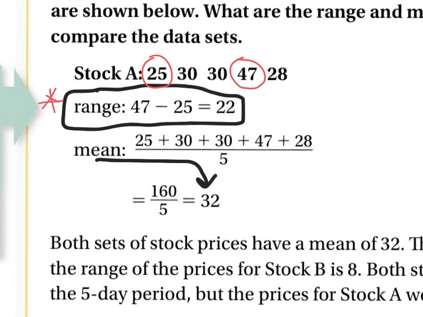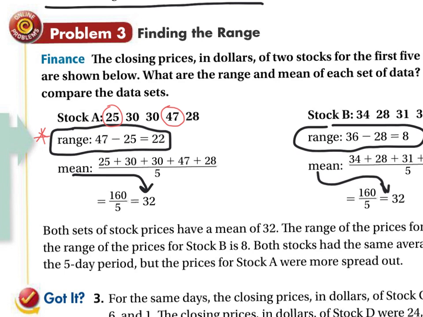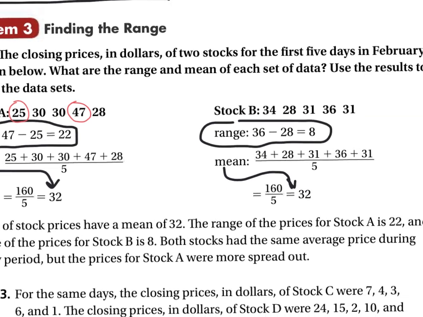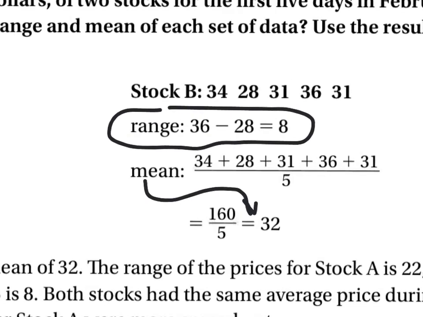If you were finding the mean, it was 32, and that's what it did say. What are the range and the mean? So mean we've already talked about, so I'm not going to focus on that part too much, but that's how you would do that. For stock B, the range is 8 and the mean was 32.